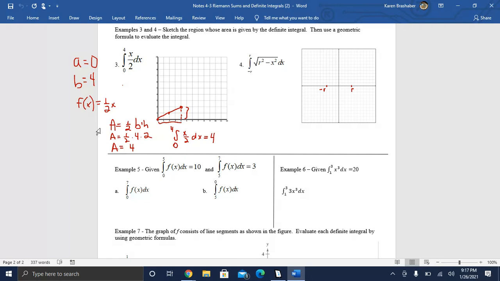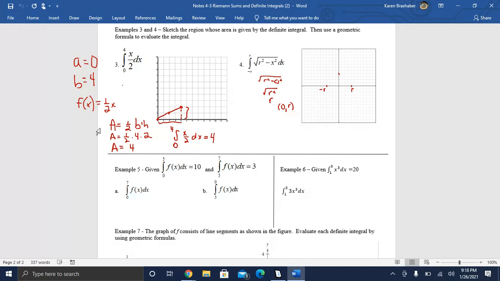And then to get another point, I need to know what's happening. I could substitute in 0 for x. So that would be the square root of r squared minus 0 squared, and that would be the square root of r squared, which is r. So I would have the point (0, r). And since I was using 4 squares, I'll use 4 squares.